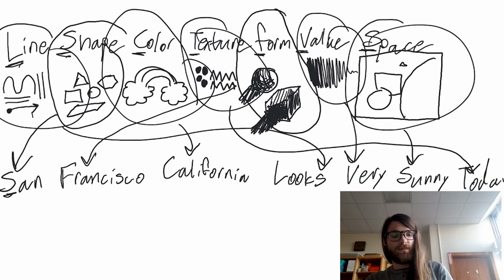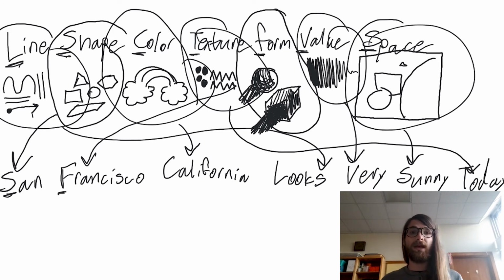All right, now when we look at this mnemonic device, all we have to remember to get all the elements of art is that San Francisco, California looks very sunny today. So say it to yourself a bunch of times. San Francisco, California looks very sunny today. And keep going, keep memorizing it until you have the sentence down to where someone could ask you, what are the elements of, and before they finish, you can say San Francisco, California looks very sunny today.